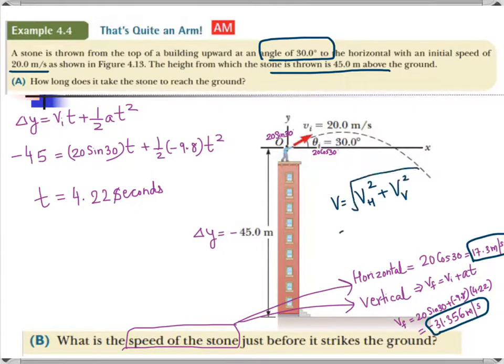Now we have to combine this to get the speed. So that is the root of Vh squared, that is horizontal velocity squared, plus vertical velocity squared. Substitute the values. Again, with the help of a calculator, we can get the final answer as 35.8 meters per second.